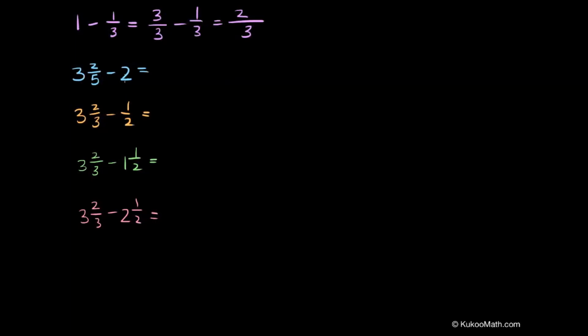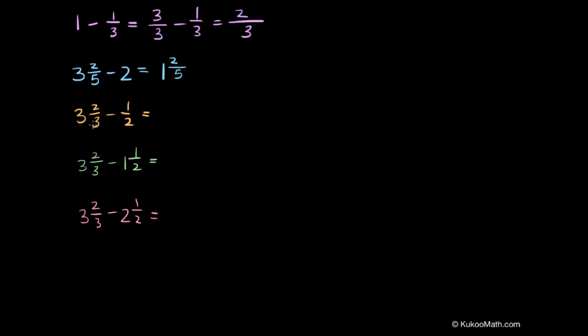3 2/5 minus 2. Since we only have a whole number to worry about, we can just carry the fraction over after subtracting the whole numbers. So 3 minus 2 is equal to 1, and then bring over the 2/5, like so. 1 2/5, that's our answer.